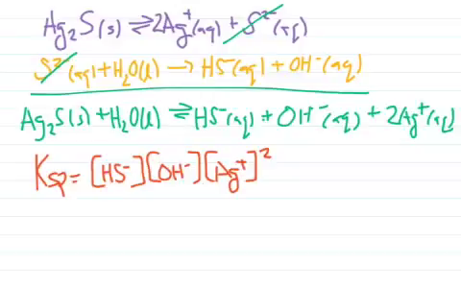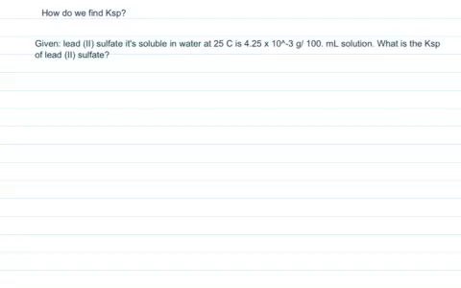Alright, so how do we find Ksp without looking in Appendix C? If I give you lead(II) sulfate, it's soluble in water at 25 Celsius, and it's 4.25 times 10 to the minus 3 grams per 100 milliliters of solution, what is the Ksp of lead(II) sulfate? Well, the first thing you want to do is write the equation and the Ksp expression. So let's do that.